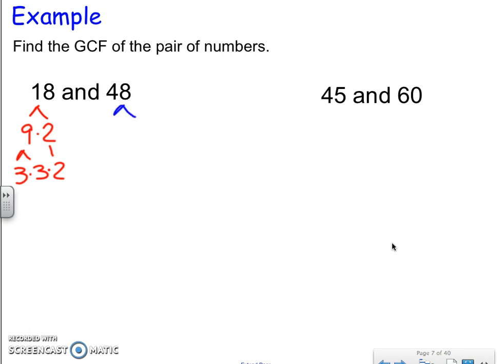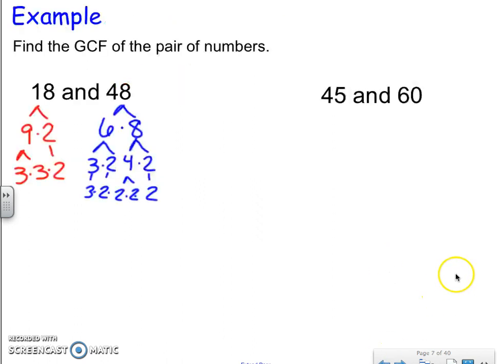And so I know 48 is 6 times 8. Okay? But these numbers aren't prime numbers, so I can break down 6 even further. 6 is going to be 3 times 2, and then 8 is going to be 4 times 2. Again, I can break 4 down more, and 4 is 2 times 2. So let me go ahead and bring down all of the numbers that I did not touch. Okay? So if I did 3 times 2 times 2 times 2 times 2, it would give me 48.